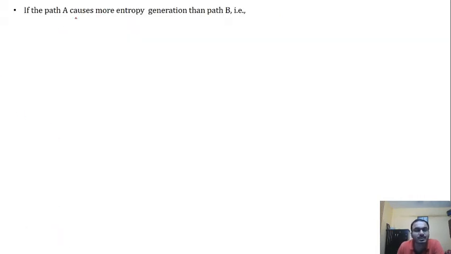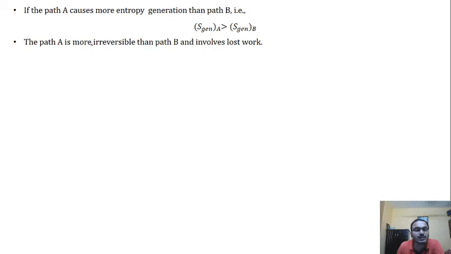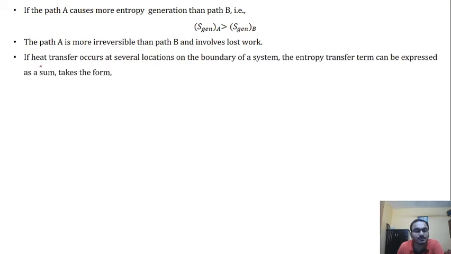Suppose path A causes more entropy generation than path B, that is S generation A is greater than S generation B. Then we can say that path A is more irreversible than path B, and path A involves more lost work than path B.